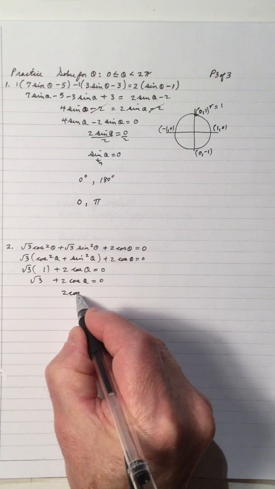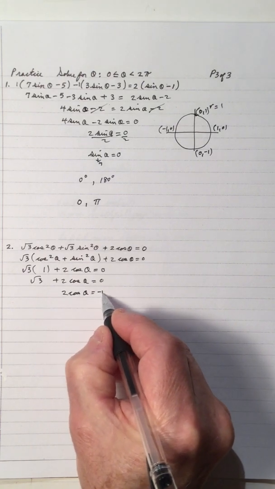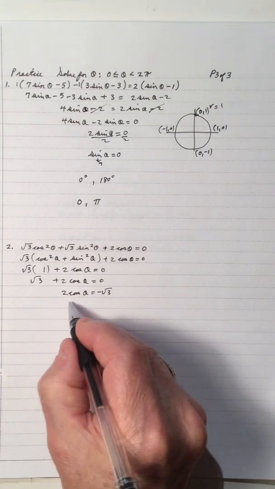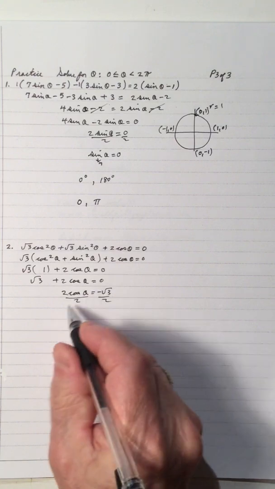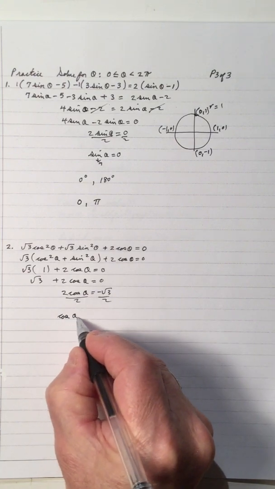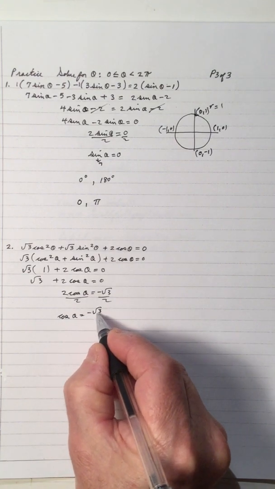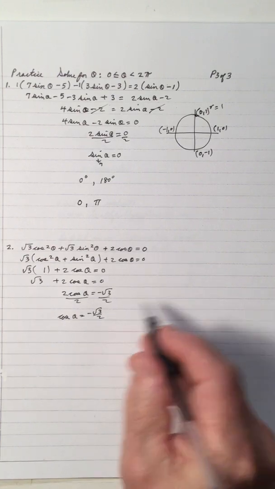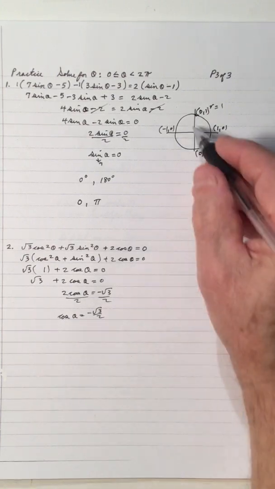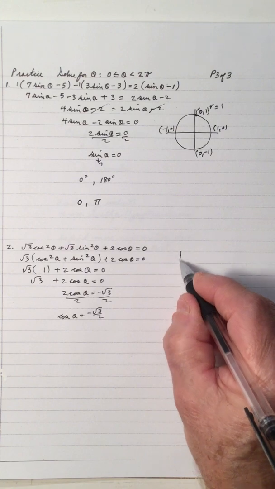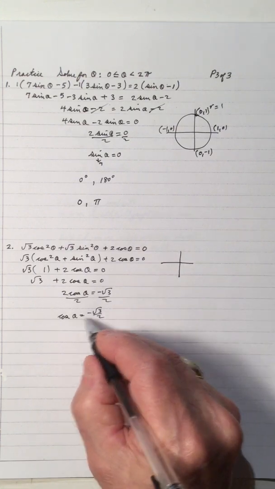So we got 2 cos theta equals negative root 3. Move the root 3 over. Divide by 2. Cos theta equals negative root 3 over 2. And it's not 0, 1, or negative 1, so we don't need this circle. So we've got to find out where cos is negative.